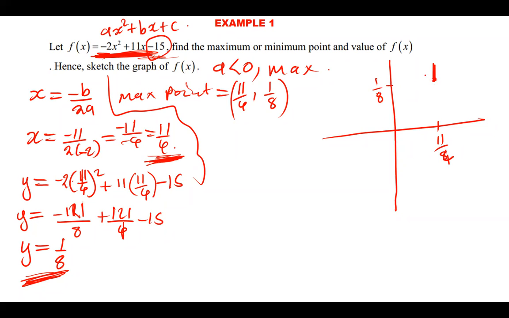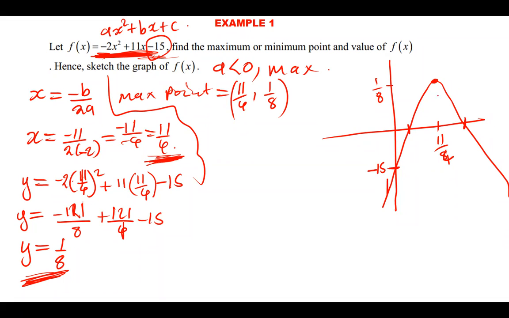So from there, we can do the sketching. At this point, this is the y-intercept. The y-intercept is simply negative 15, so you're going to put negative 15 there. And then after putting negative 15, we can now find the x-intercepts. The x-intercepts are simply the points at which the curve is cutting the x-axis.